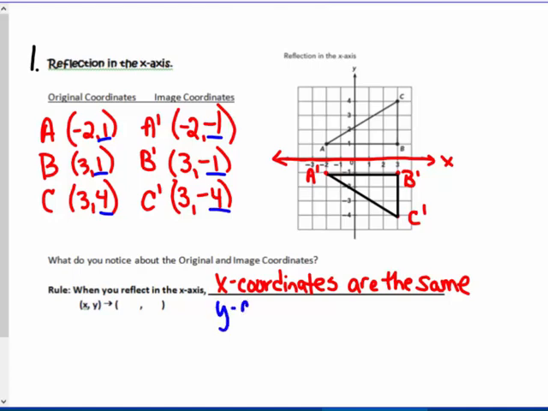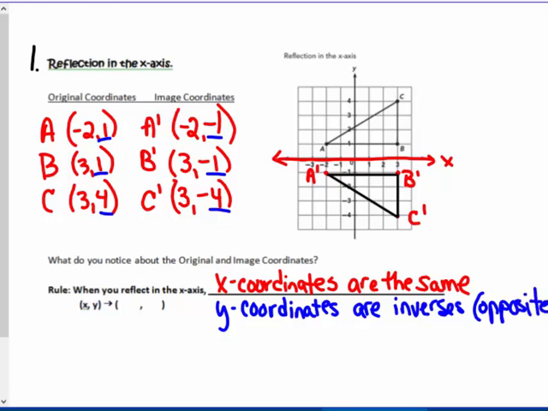The y coordinates are inverses, or another word for that is opposites. They become their opposite, their inverse. So x remains x and y is its inverse, negative y, or the opposite of y. So when you reflect over the x-axis, the y-coordinates become their opposites.